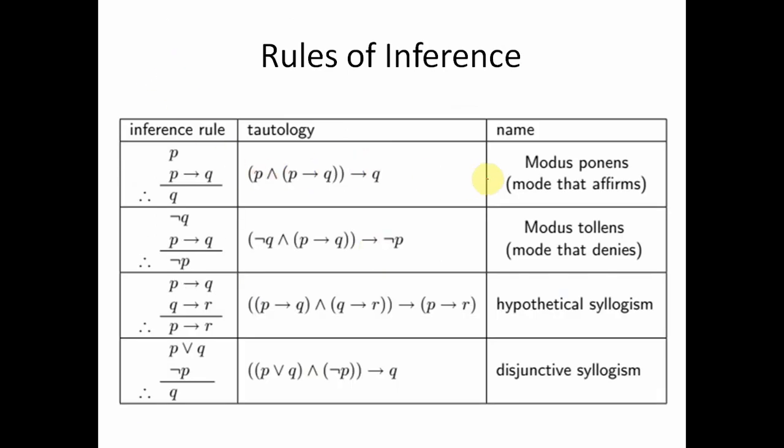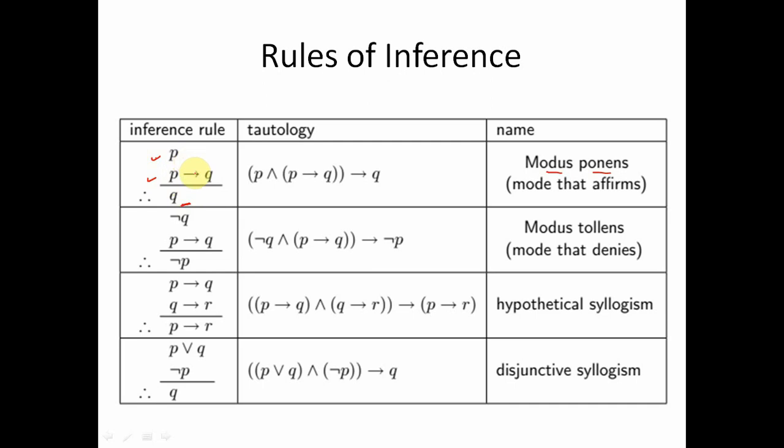The first inference rule is called the modus ponens. Now, most of the rules of inference have quite strange names. Modus ponens says there are two premises over here. The first premise is the proposition P, and the second premise is the proposition P implies Q. If this is true and this is true, therefore Q.